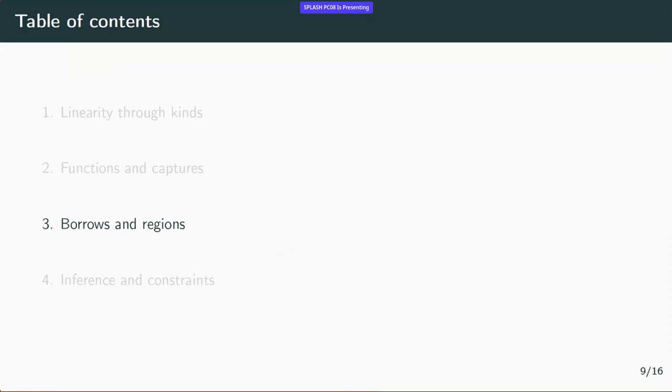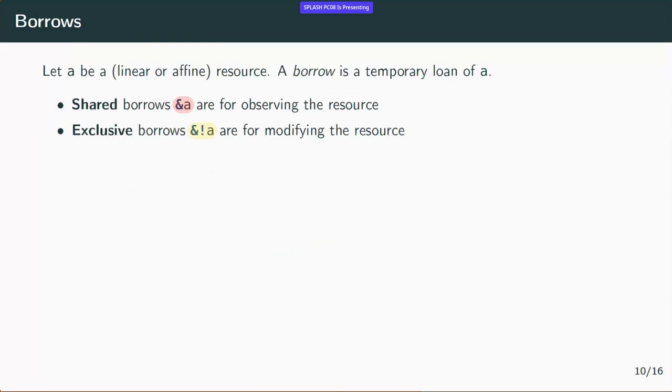Right, now to the ampersands. If we have a linear affine resource, for others it doesn't make sense. You could do that, but it doesn't really make sense. Then a borrow is kind of a temporary loan of this reference, and that goes back actually quite some years already. Because just having a linear resource is just too limiting. Sometimes you want to do something to it, and here we have two different borrows, the usual ones. So one is what we call a shared borrow, and they are there for observing the resource, and exclusive borrows for modifying.